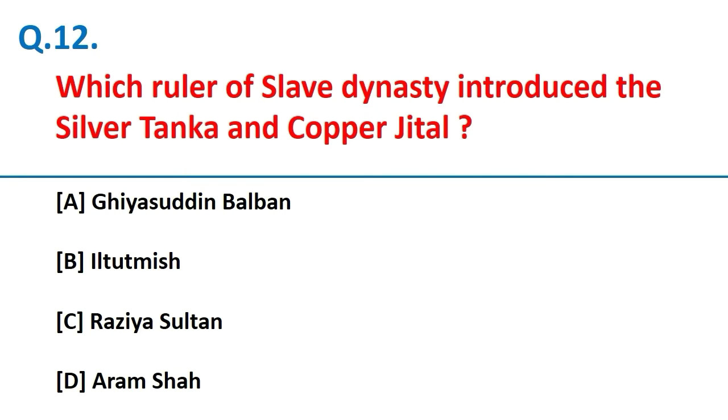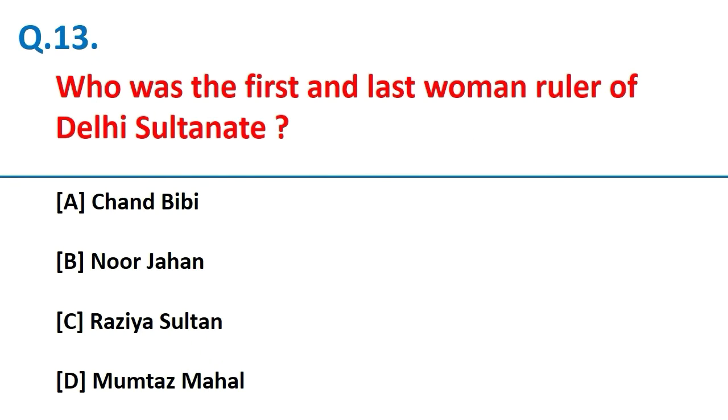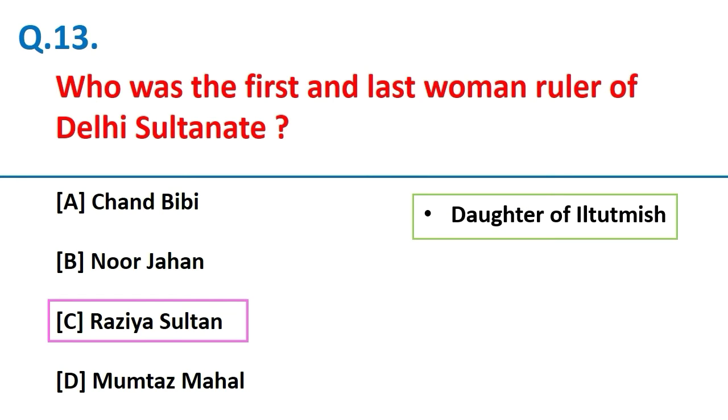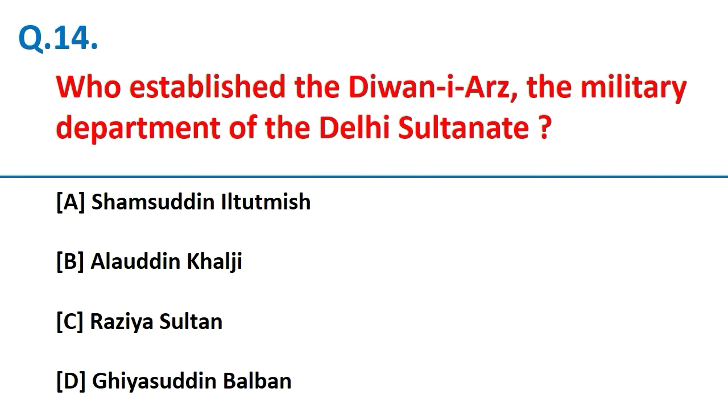Question number 12. Which ruler of Slave Dynasty introduced the silver tonka and copper jital? Iltutmish. Question number 13. Who was the first and last woman ruler of Delhi Sultanate? Razia Sultan. And friends, she was the daughter of Iltutmish. Who established the Diwan-e-Arch, the military department of Delhi Sultanate? Ghiyasuddin Balban.